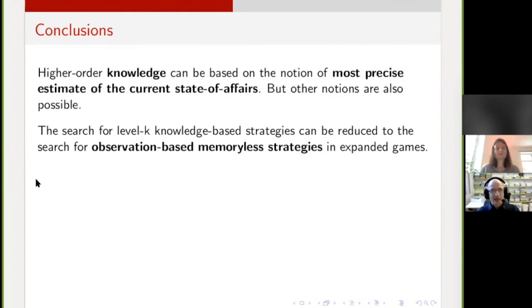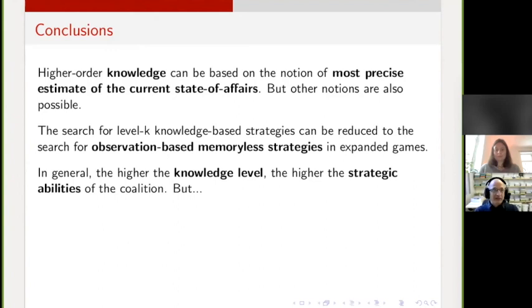But of course, we have formal definitions and we have characterized it with many theorems. We have studied strategy preservation and so on. In general, the higher the knowledge level, the higher the strategic abilities. As you saw in the example, we had to go to the second level of knowledge in order to be able to solve the game.